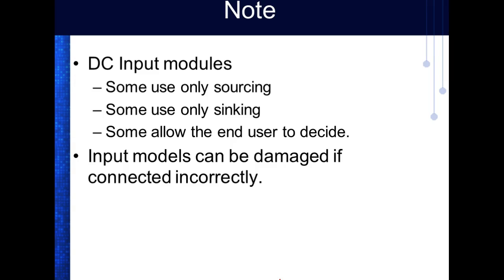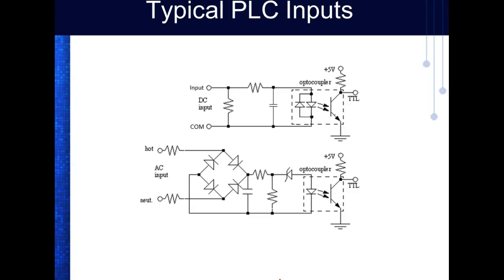Because we couldn't make the current flow through the module backwards, right? You understand, which is not good. Normally they're protected. So these are sinking inputs. This guy right here is a don't care on the top.